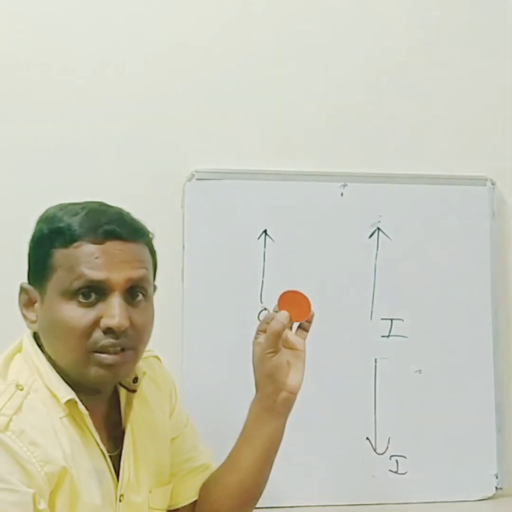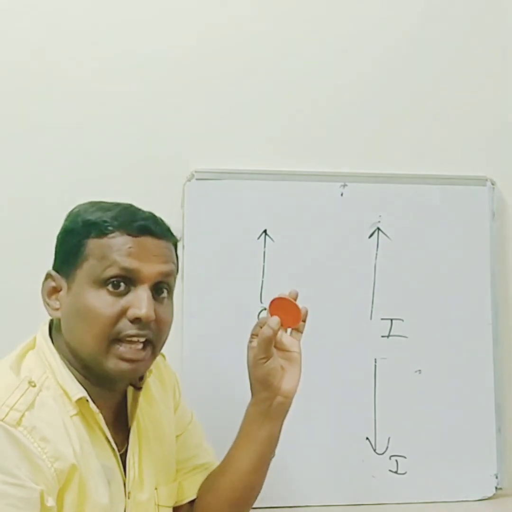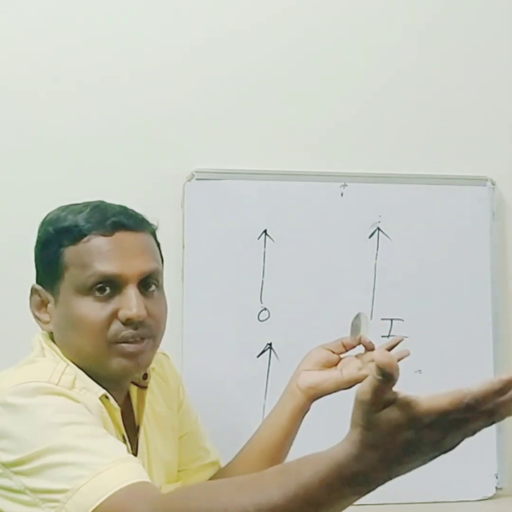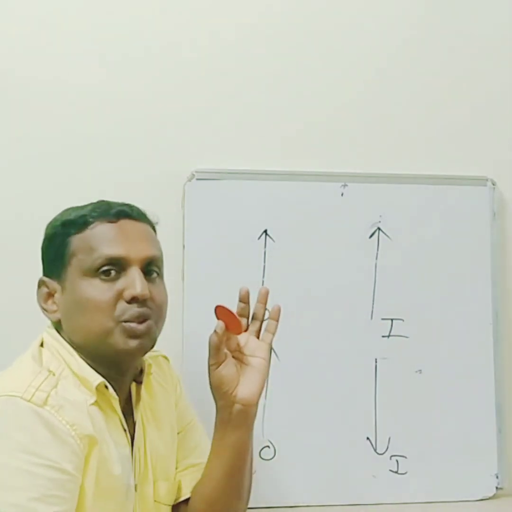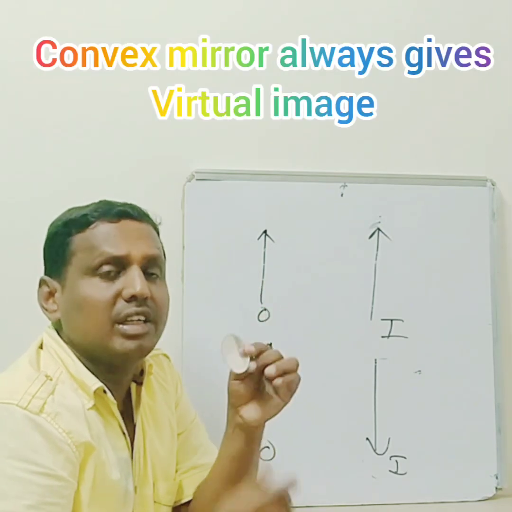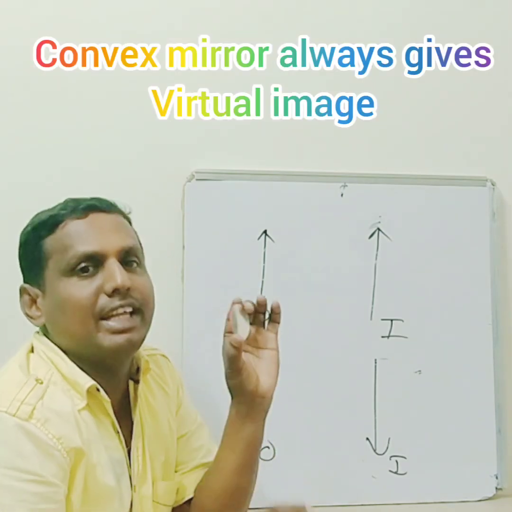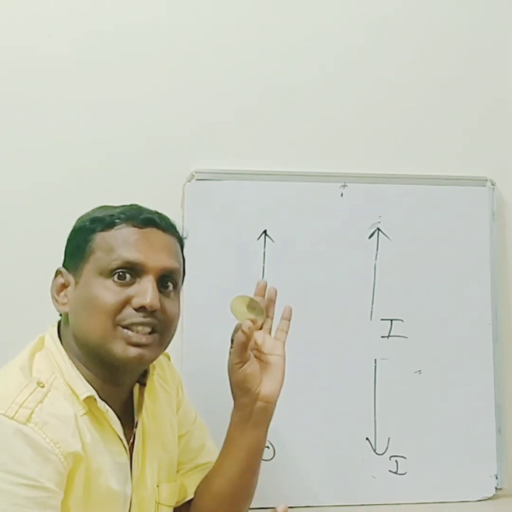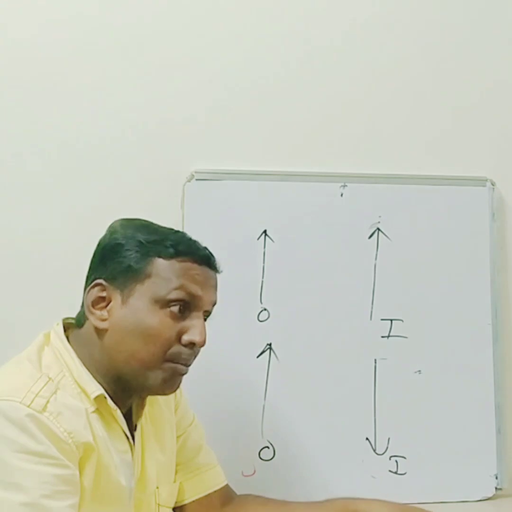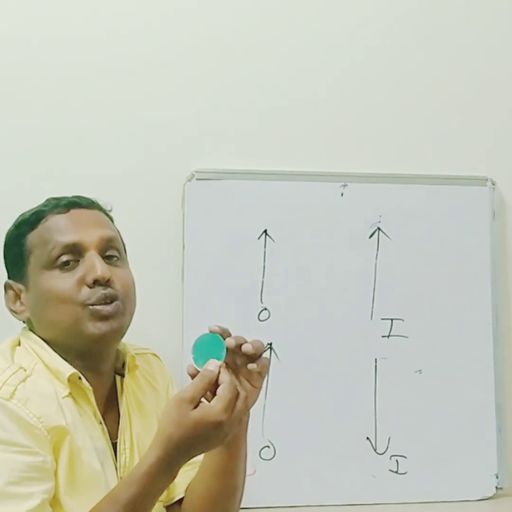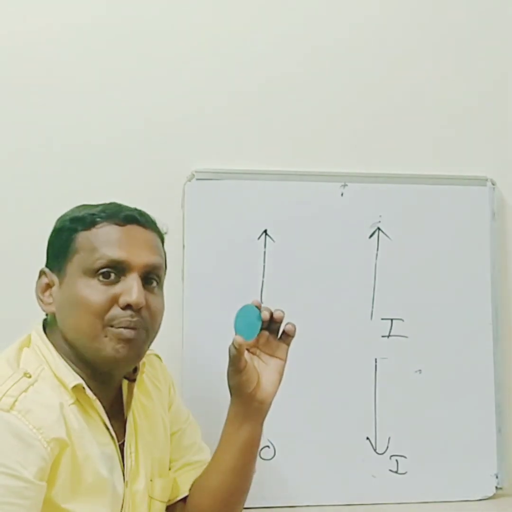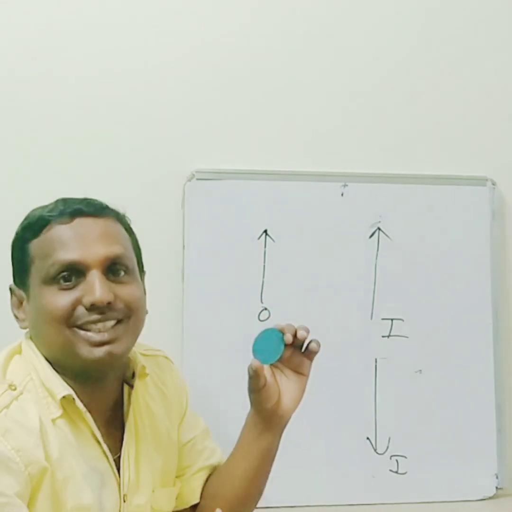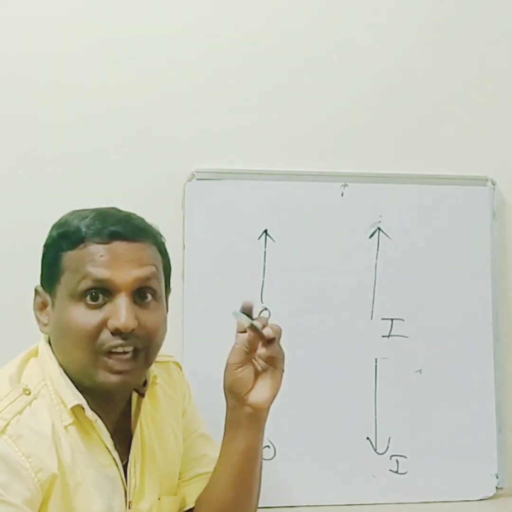And this is a convex mirror. It is known as a rear view mirror. Rear view mirror means, in the case of vehicles, in front of the driver, this mirror is used. This is called a convex mirror. It also always gives a virtual image. Convex mirror also always gives a virtual image. No chance for a real image. But a concave mirror gives both virtual image and real image depending upon the position of the object. That's why the concave mirror is very, very important.